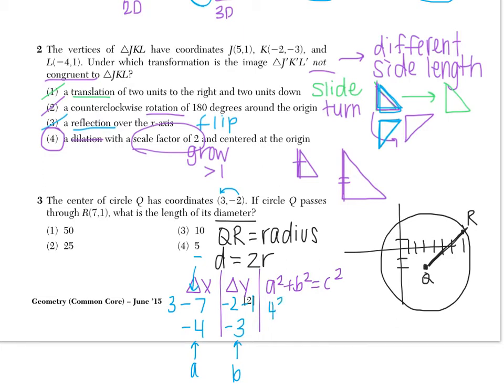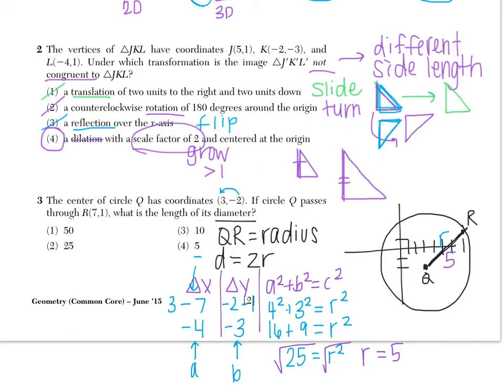So now we have 4 squared plus 3 squared equals, I'm going to say r squared, because c is going to represent the radius r. 4 squared is 16 plus 3 squared is 9 equals r squared. 16 plus 9 is 25, still equal to r squared. Now in order to get r by itself, I need to square root both sides. So now my radius is equal to 5. Or in other words, QR is equal to 5.